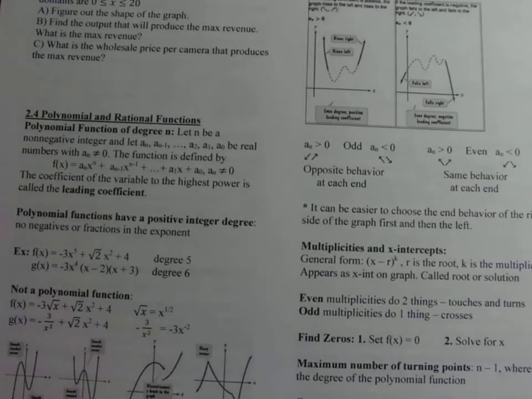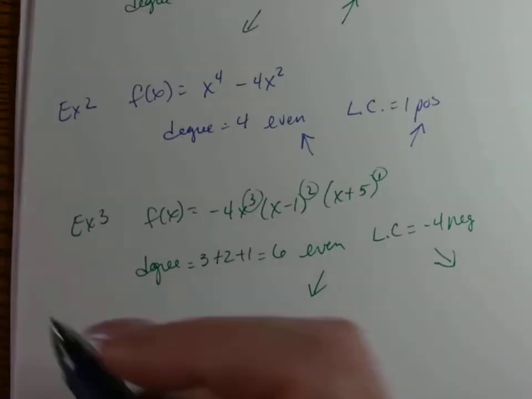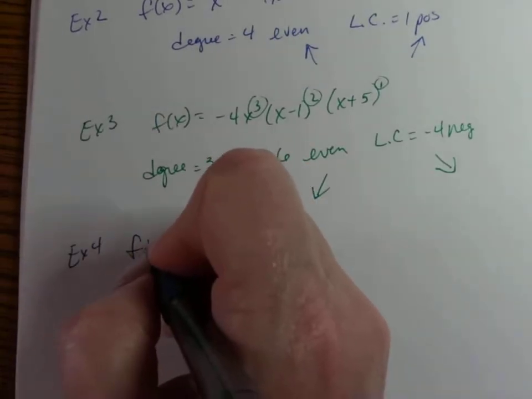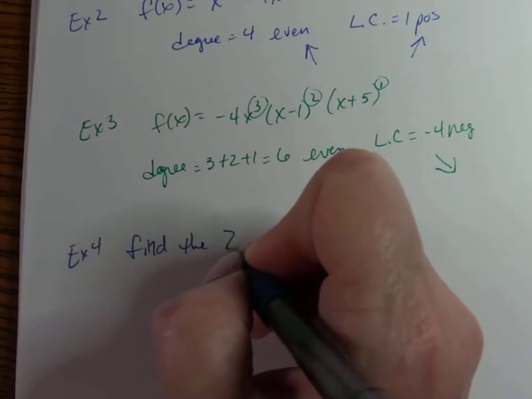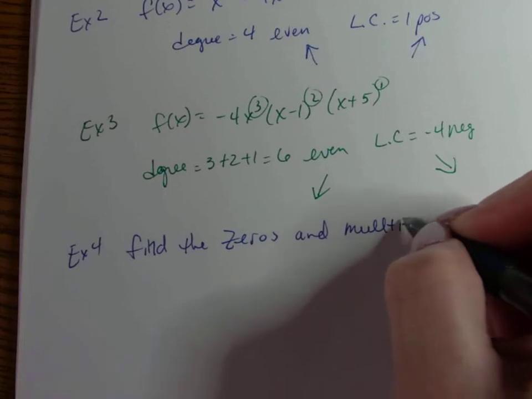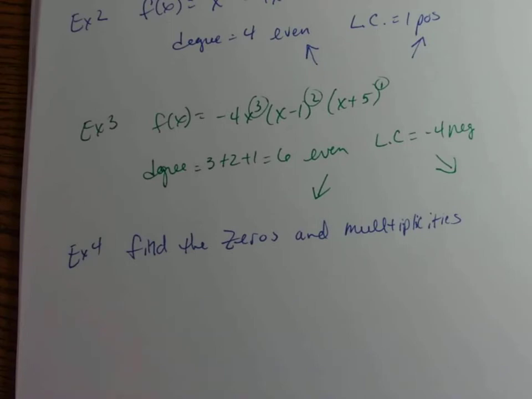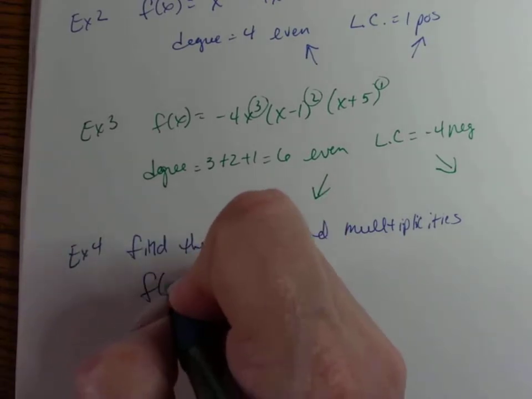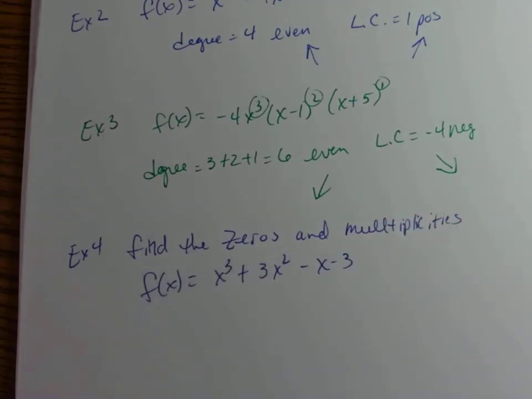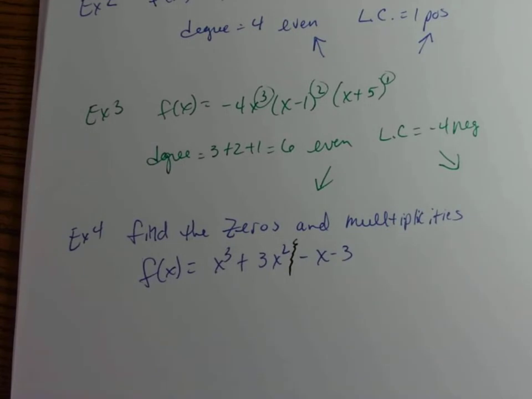All right, so let's go find some zeros and multiplicities. Like how many times does it occur? Basically, you're looking for the exponent. So we are given f of x equal to x cubed plus 3x squared minus x minus 3. This has 4 terms in it, so we are going to split the terms in half and factor by grouping.